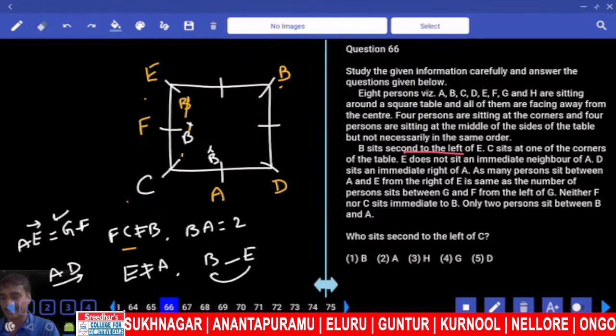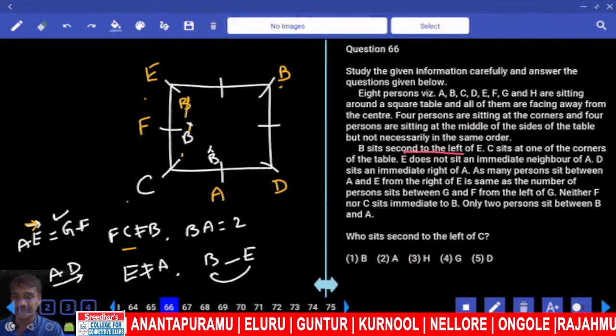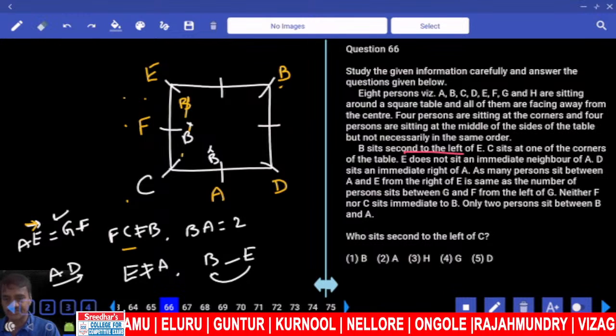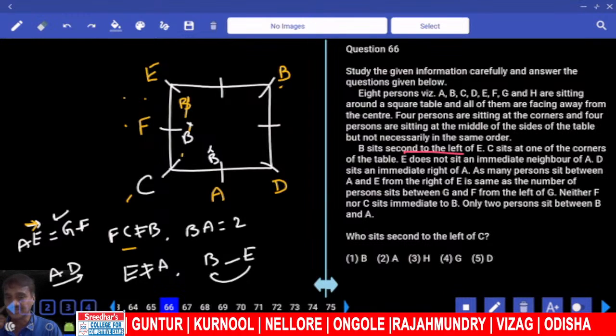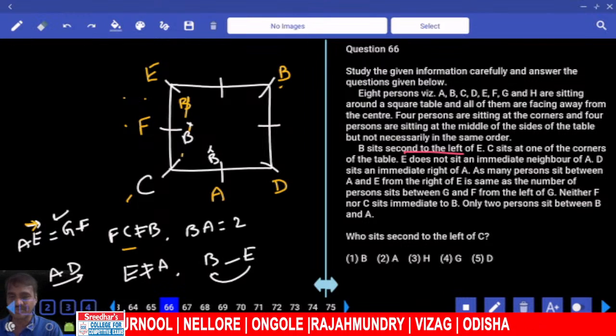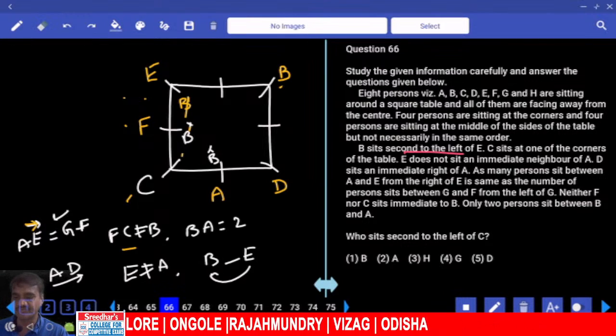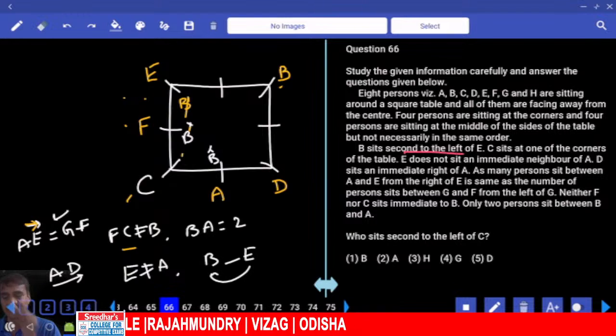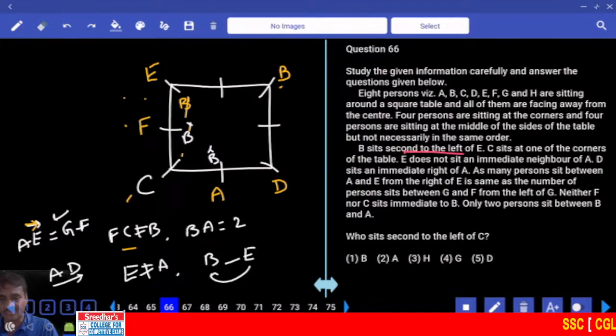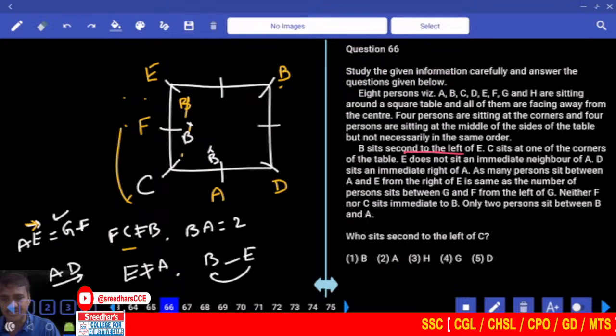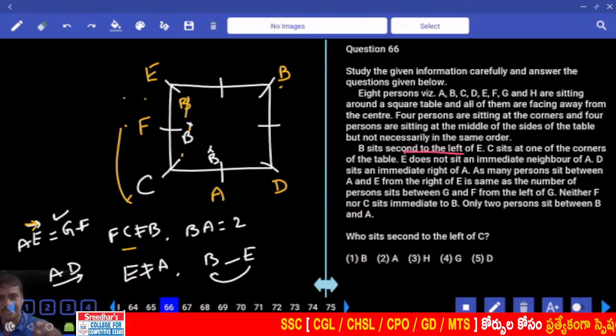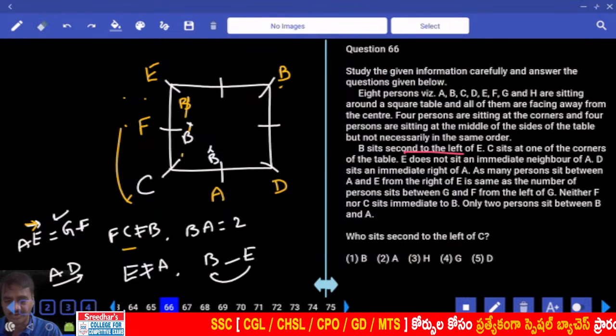Two more persons. The number of persons to the right-hand side of E, in between A and E, is two people. In the same way, between G and F, to the left-hand side of G, we need exactly two people. Left-hand side of G and F, two people, not possible. Where can I have F here? Anywhere it is possible here? No, it is not possible.